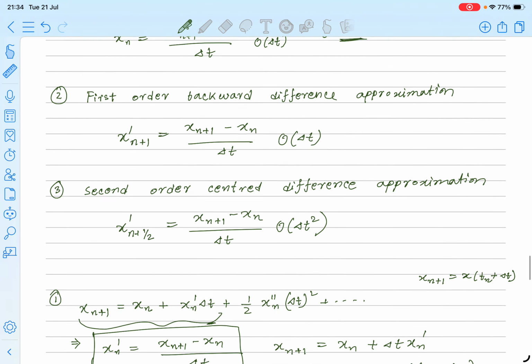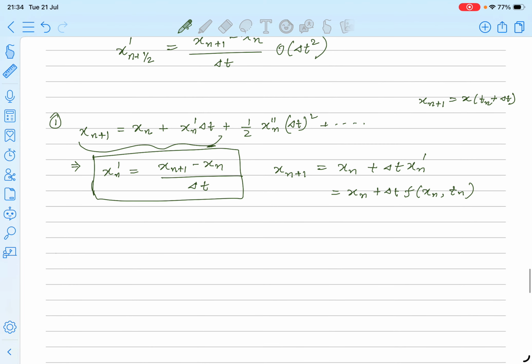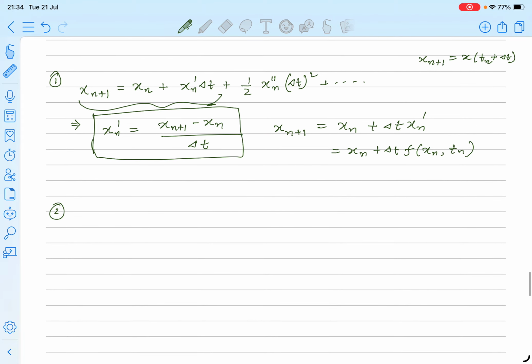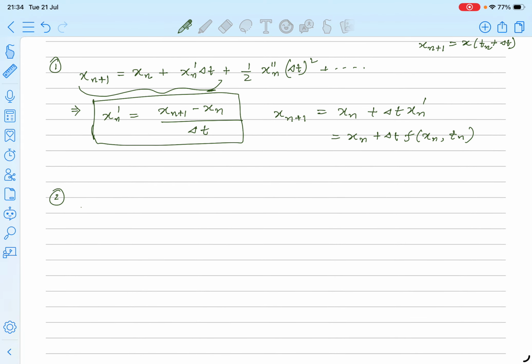Now the second one is the backward difference. That is also first order. I will explain why. So now I will do a backward Taylor expansion. I will expand x_n around x_{n+1}. So what will be the Taylor expansion?